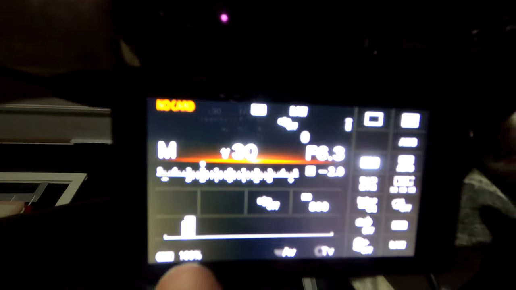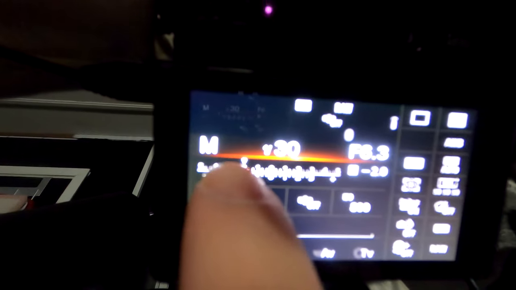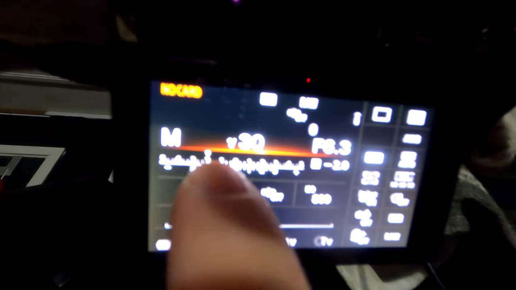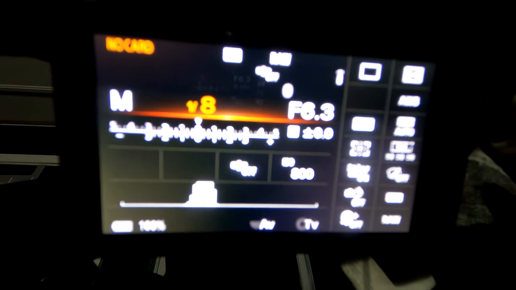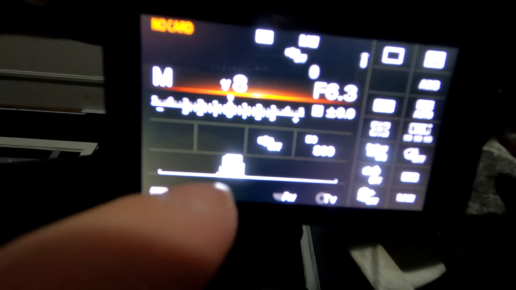But basically what you want to do, put your camera in manual mode, and you want to get your histogram here about a third of the way over, or get your exposure graph at zero. Just keep changing that. So now my exposure graph is at zero, and my histogram is about a third, maybe a little over a third, that's fine. But that's exactly how you want it, and it should look like this.